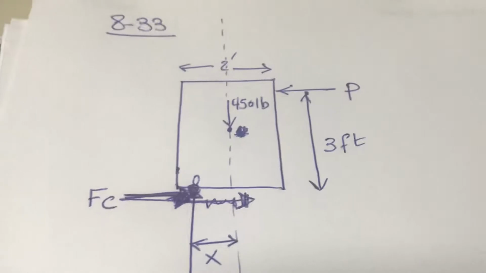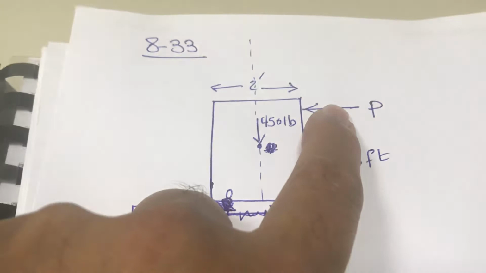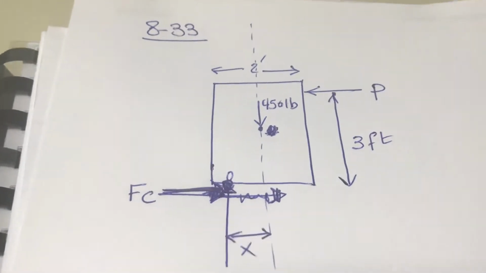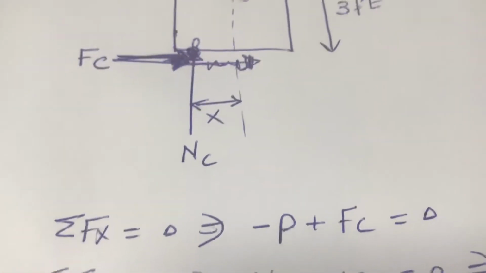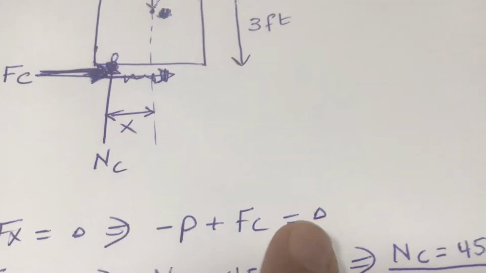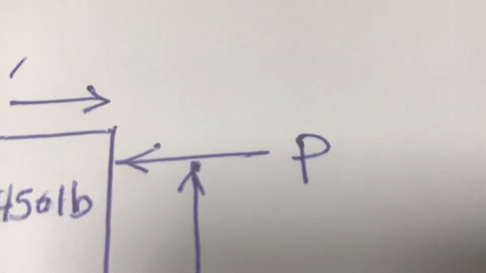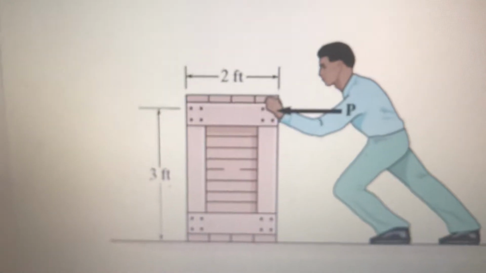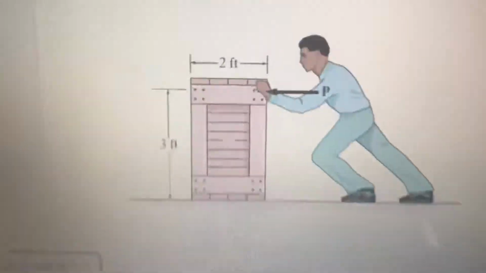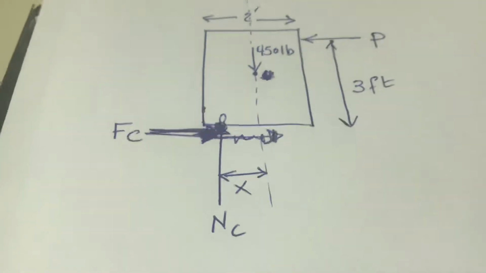For the crate by itself, if you do summation of forces in the X equal to 0, you'll have this force in the negative, and you'll have this force in the positive. So summation of forces in X equal to 0: minus P plus Fc equal to 0, which means that P is equal to Fc. So the force from the human pushing the crate is equal to the friction down there, opposite. This is the friction of the movement of the crate.